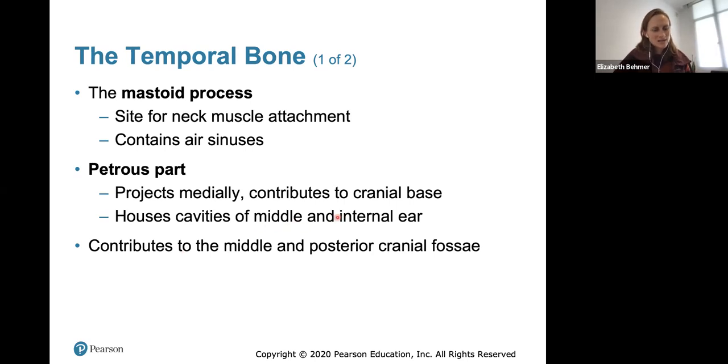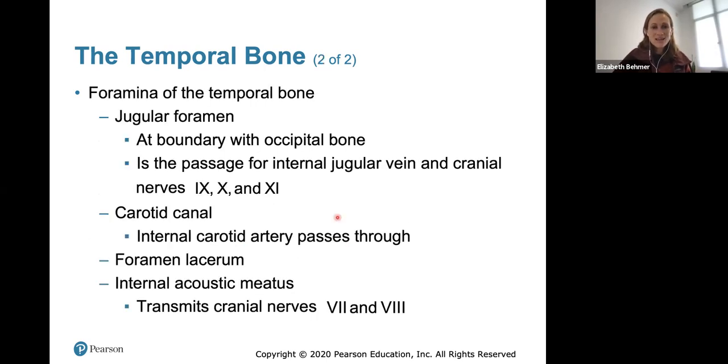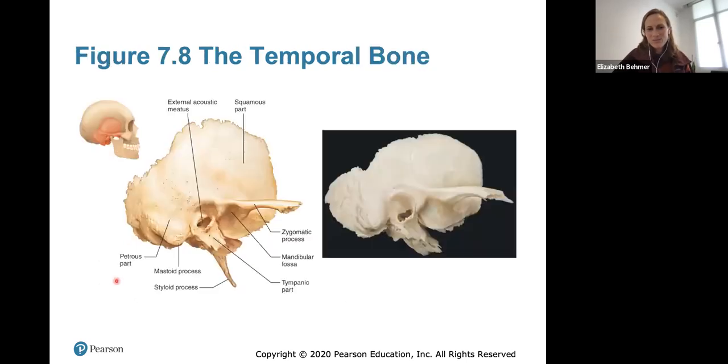And we'll get to that a little more when we get to your special senses. The temporal bone contributes to the middle and posterior cranial fossa. And then we have different foramina and holes in the temporal bone. The jugular foramen is actually a hole formed with the boundary of the occipital bone. You don't need to know what goes through all of these holes, but you do need to be able to label the holes: the carotid canal, the foramen lacerum, and the internal acoustic meatus.